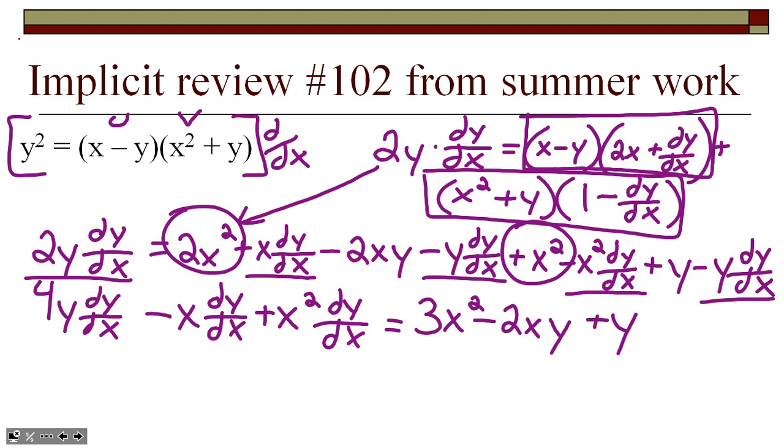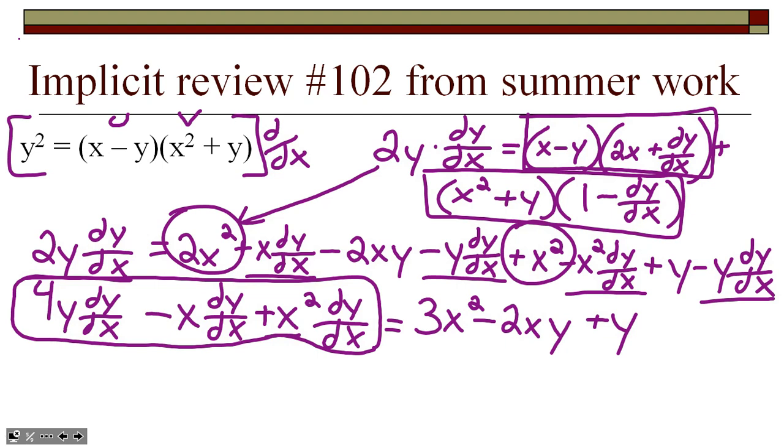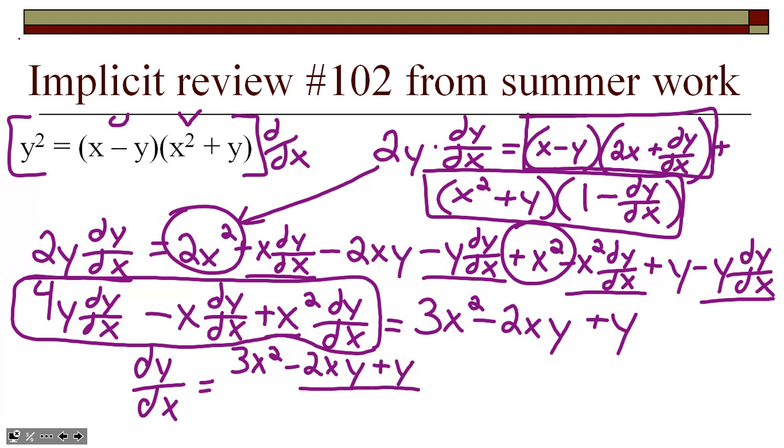And now on the left-hand side, we factor out dy dx from all three of these terms. We'll be left with 4y minus x plus x squared, and then it divides over to the other side. So I'm running out of room, so I'm just going to write this as dy dx equals, so this right-hand side stays the same, 3x squared minus 2xy plus y, and then we would divide by the factor we get on the left-hand side, which would be 4y minus x plus x squared.